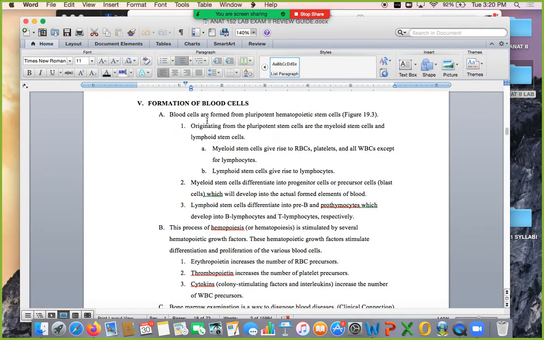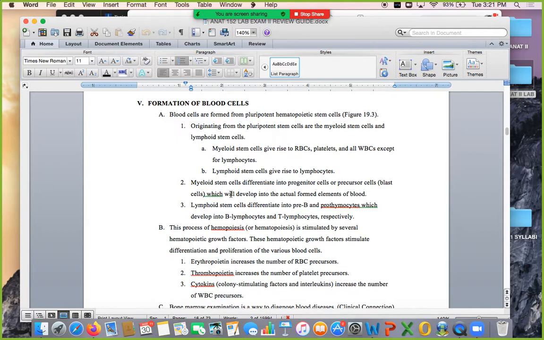All right, so in terms of the blood cell formation, we hit this up pretty heavily when we were talking about it in class. We had a nice little diagram that shows you the different types of blood cells. And basically these are going to be coming from a pluripotent stem cell line, namely the myeloid stem cells and the lymphoid stem cells. And the myeloid stem cells are going to give rise to the red blood cells, platelets, and all white blood cells except for lymphocytes. And the lymphoid stem cell line gives rise to all of the lymphocytes.